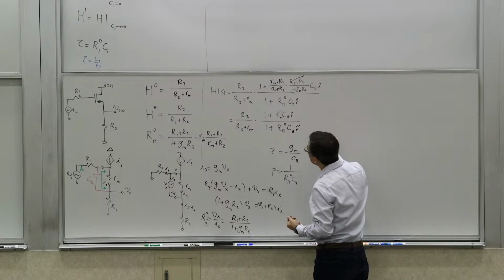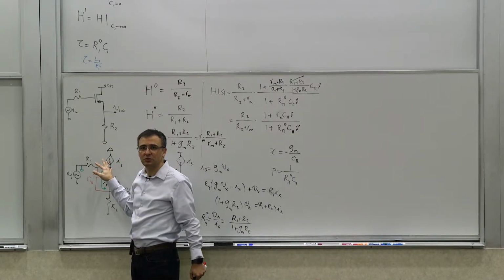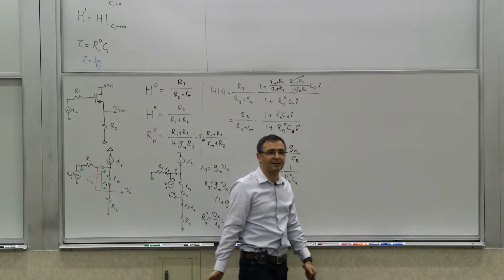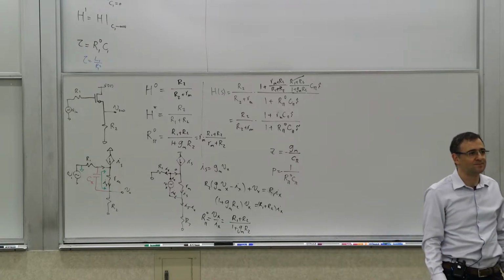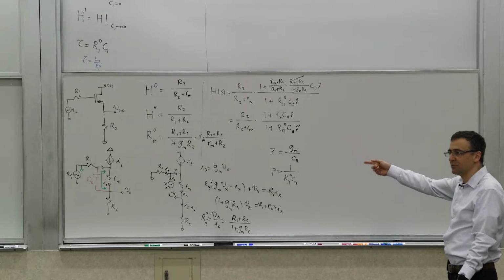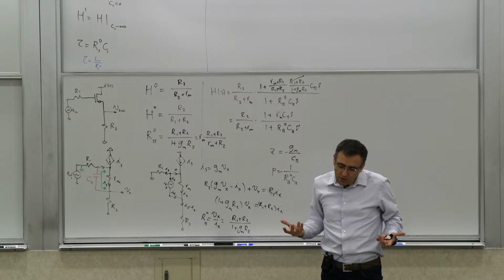So what this basically shows you is that this stage, at least in this form, if you don't include the C mu, just the C pi, is going to be pretty wide band. Right? It's a pretty wide band stage. And we'll do the C mu later. We'll add the C mu in there and see what happens when you introduce it. But it gives you some sense for this.